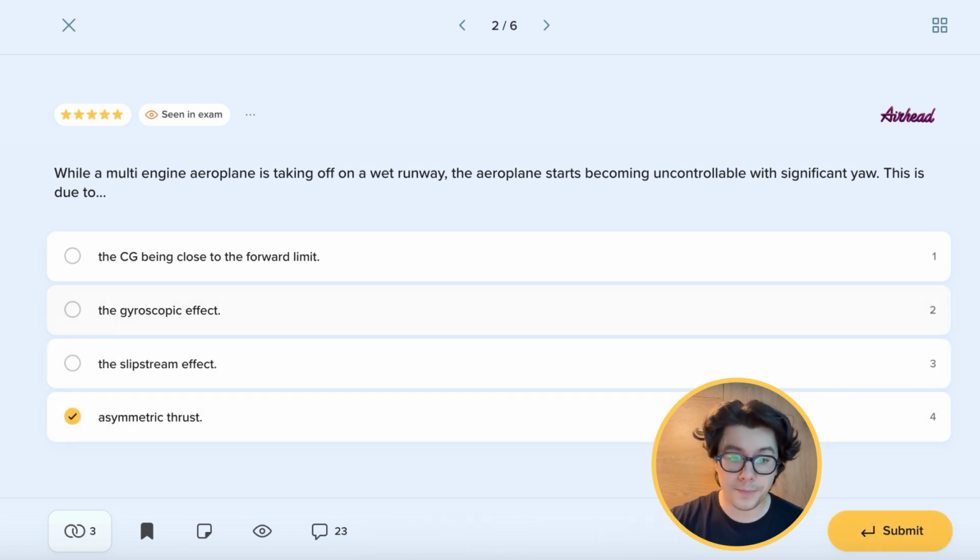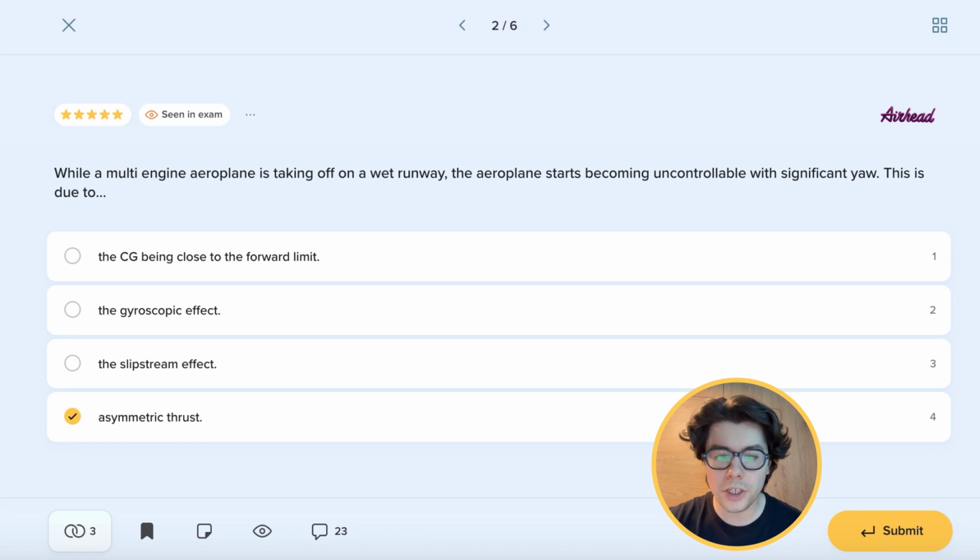The other ones, so the slipstream effect and gyroscopic effect, these are turning tendencies linked specifically to a single engine aircraft, and this is why we need to apply right rudder on takeoff and what happens as we change different angles of attack. However, this is a topic for a different discussion.